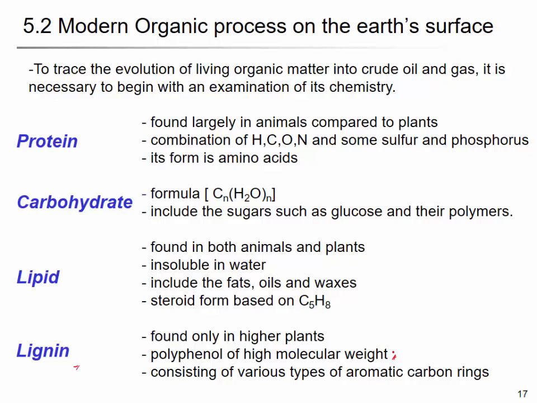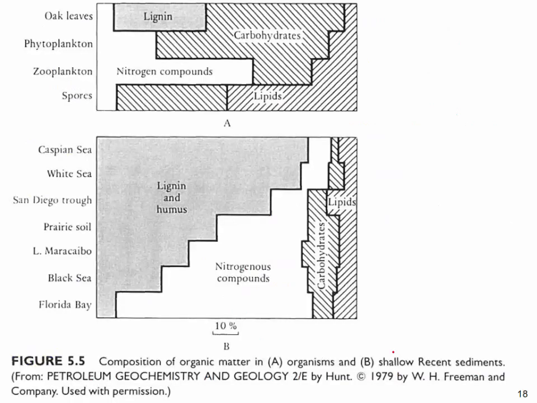So then, this is the ratio of the organic matter of organisms. So this is the oak leaves and the plankton, phytoplankton, and zooplankton, and spore. So you can see that in the leaves, lignin is quite a major component, and carbohydrate. And zooplankton, you have a nitrogen compound, and carbohydrate, and the lipid.